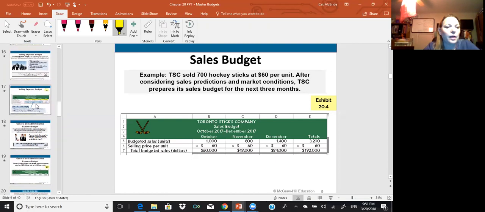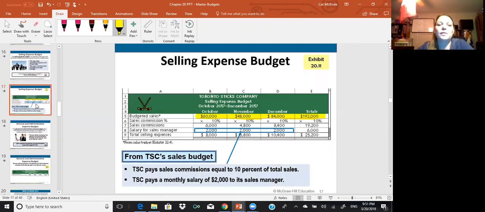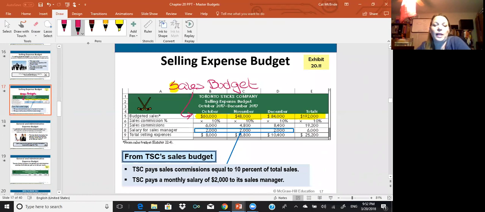So now when we figure out our selling expenses, all of these come from the sales budget. We're going to go back to the sales budget and ask, what are our sales units, sales dollars? If we're going to sell 60,000, we're going to pay 10% in commission, so our commissions will be 6,000. The 2,000 manager salary is a fixed cost, so our total selling expense will be 8,000. And we'll do the same thing for each month. So that part's really straightforward and simple.